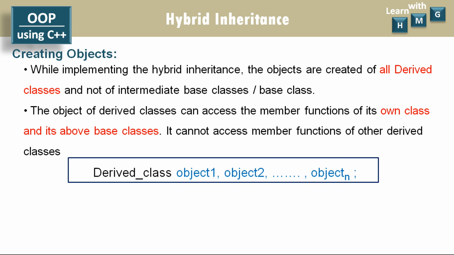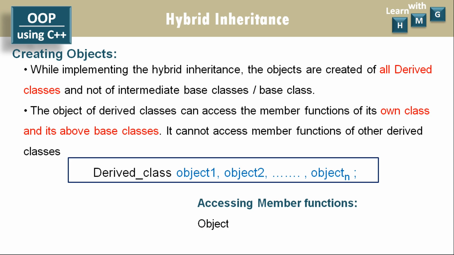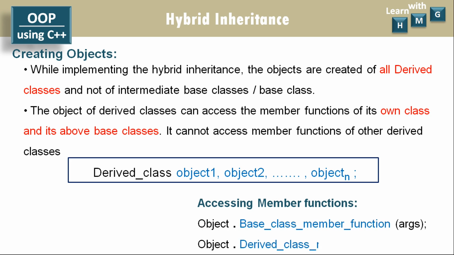The syntax, as all of you know, is that the objects are created like this: derived class and then the names of objects separated by commas, ending with a semicolon. These objects can access the member functions of the base class, member functions of the derived class, as well as member functions of the intermediate base class using the syntax object dot member function, and in brackets arguments if any.